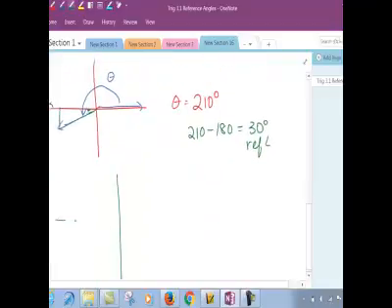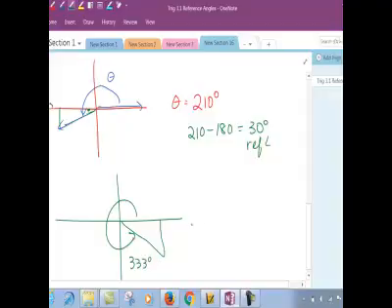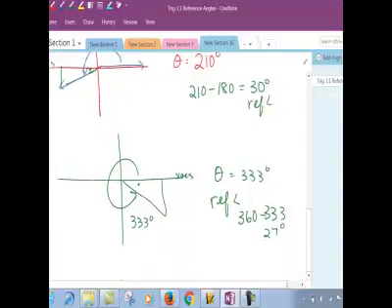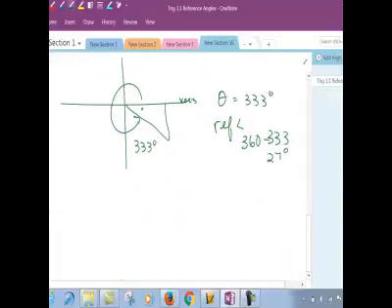Let's do one more, this time in the fourth quadrant. I have drawn a 333 degree angle, and if theta is 333, what is the reference angle? This time I want to find this. The x-axis here is 360, so we take 360 minus 333, and we get a 27-degree reference angle. An important thing to note is that if theta is in quadrant 1, then theta is the same as the reference angle. I hope that makes sense to you.